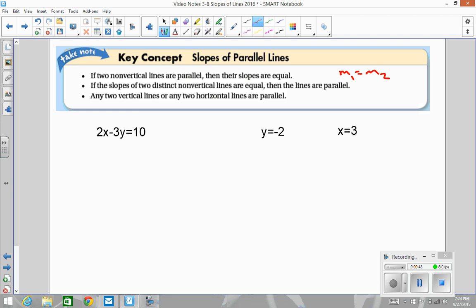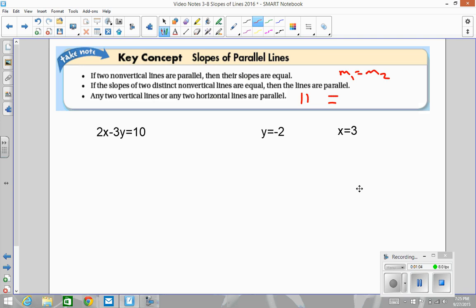And then, of course, it says here any two vertical lines or any two horizontal lines are parallel. So vertical lines and horizontal lines. The reason they tell you that is that vertical lines have no slope, and so they have to make that distinction in discussing these definitions.